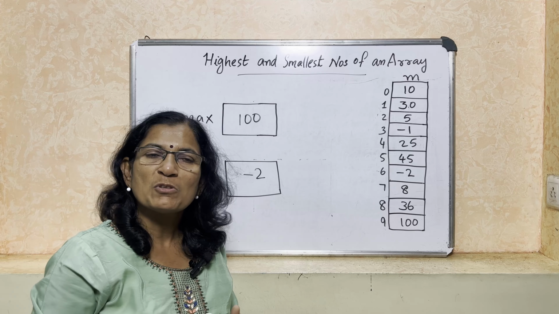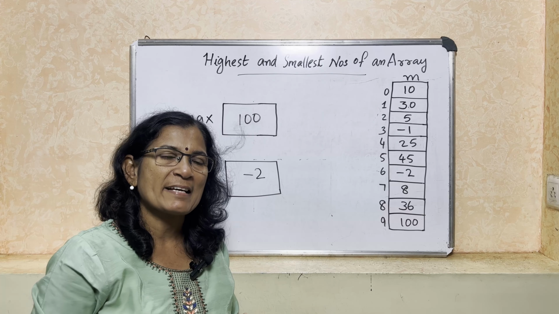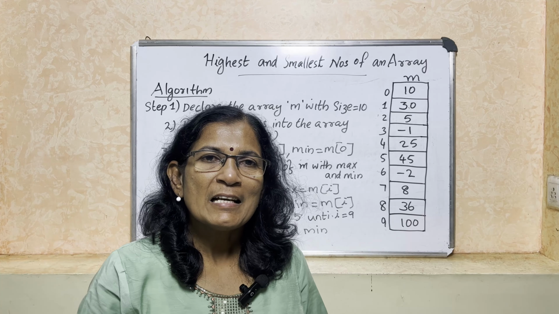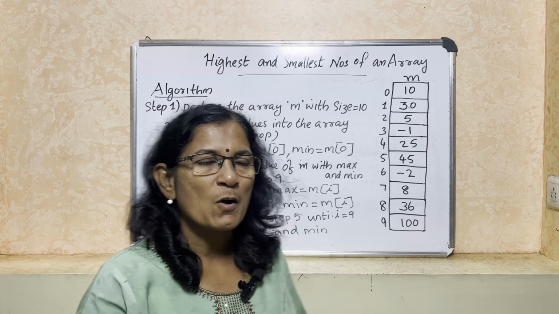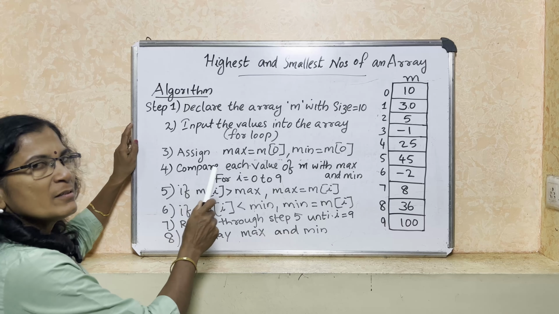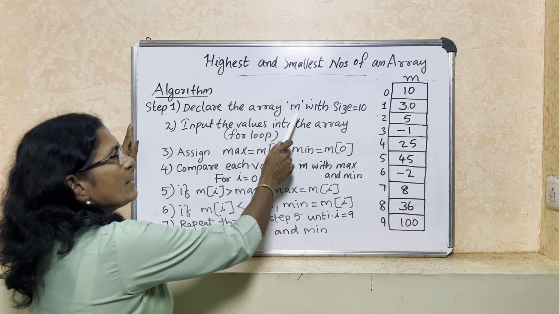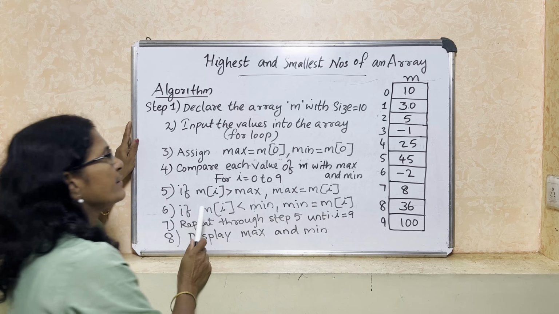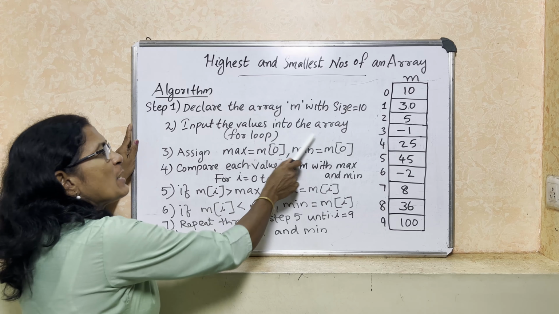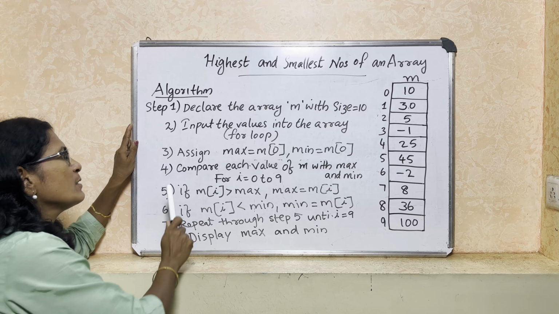Now you just have to display the values of min and max. Let's look at the algorithm to solve this problem. Declare the array M with size 10. Input the values into the array by using a for loop.